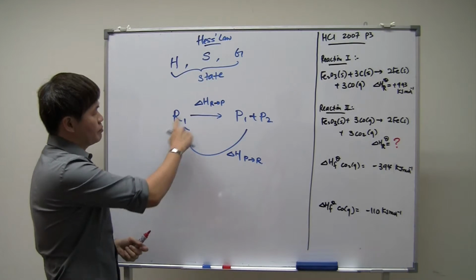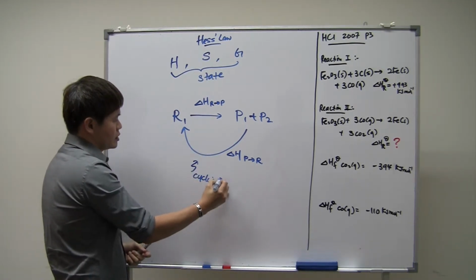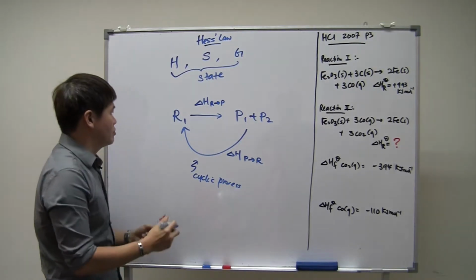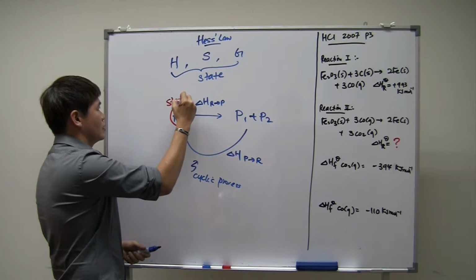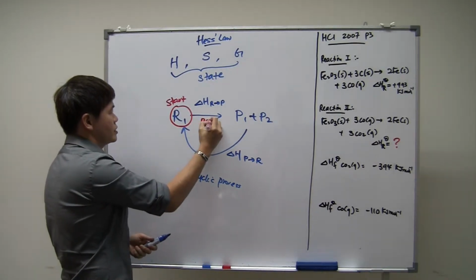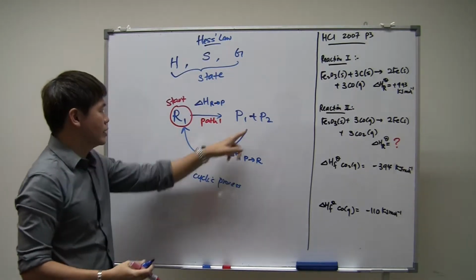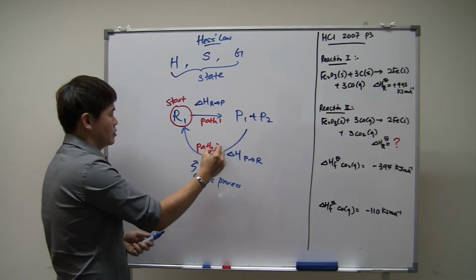Okay. Now, one thing about state functions like enthalpies, in fact also for entropy and Gibbs free energy, is that this particular process is called a cyclic process. Cyclic process means that it starts from a certain point, like here. It's the starting point. And then it undergoes the first path, the first process, alright, it becomes product. Then it goes back again to its original starting point in path 2.